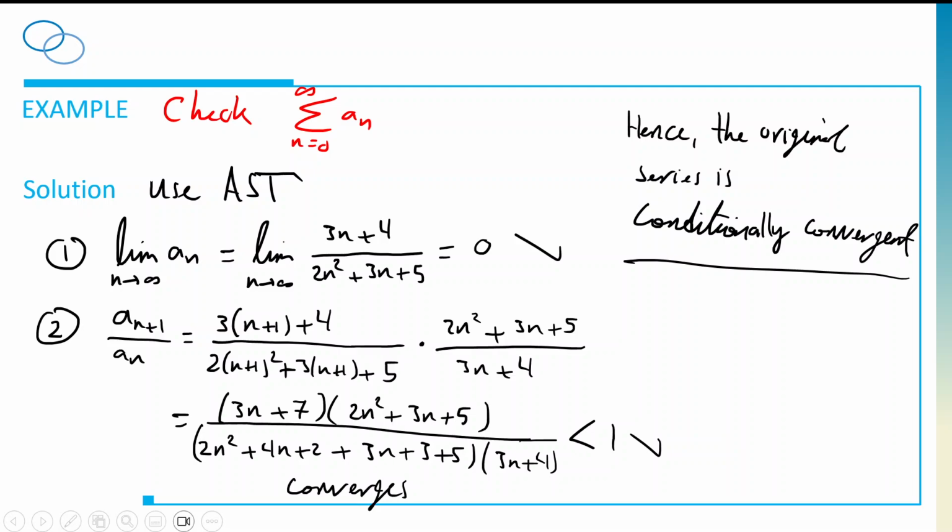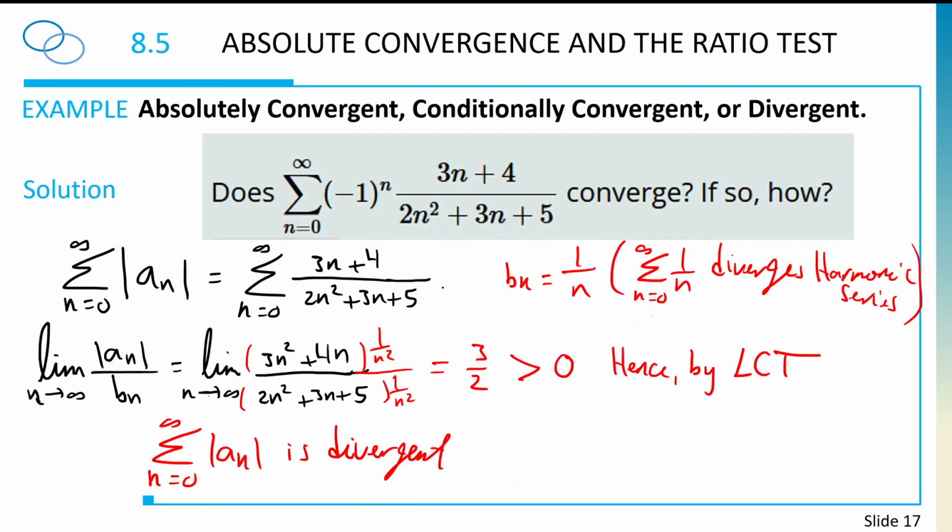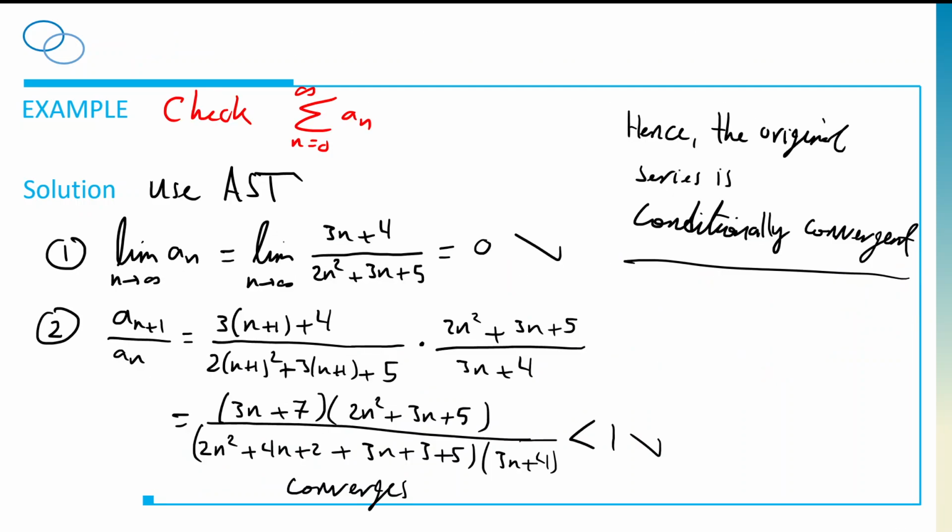Again, as I told you, anytime you notice that the difference between the numerator and denominator degree is only 1, just like comparing with 1 over n, most of the time you'll get conditionally convergent. So this is the process to check this type of question. Hopefully the idea of absolutely convergent and conditionally convergent is clear now. But remember again, every time you have to start with the absolute value.